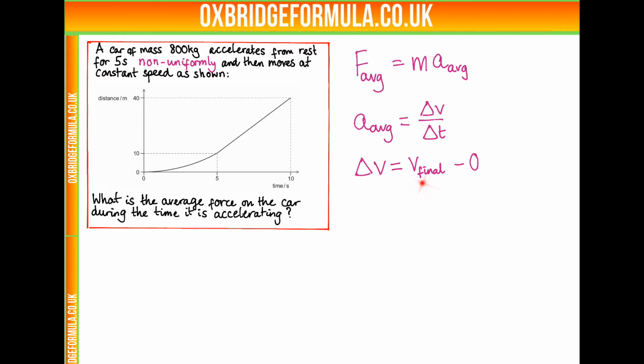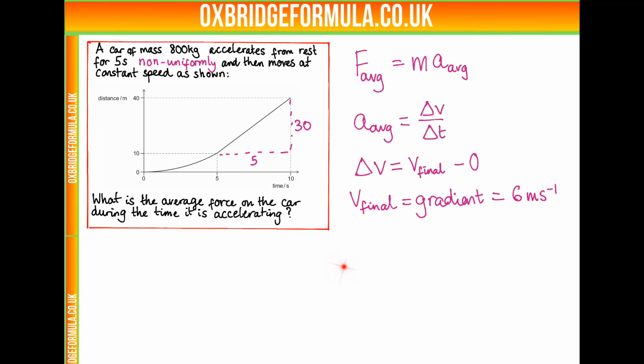So the change in velocity is the final velocity at 5 seconds minus the initial velocity, which was 0. So how could we get the final velocity, which is here? The question does mention that it moves at a constant speed after this period when the force stops acting. So we can work out the final velocity as it carries on here, because we know that the velocity on a distance time graph is the gradient. So if we calculate this gradient, we have 30 divided by 5, so the change in distance over change in time. So this final velocity is 6 meters per second.